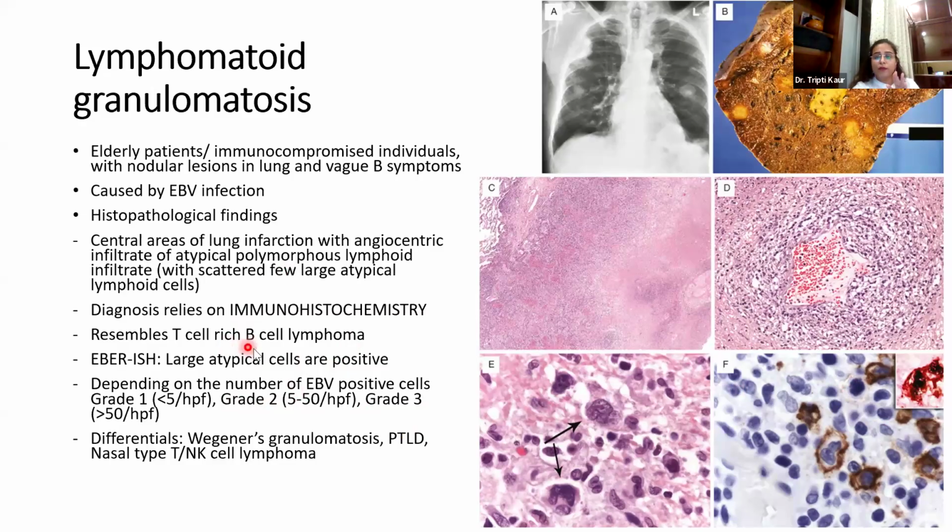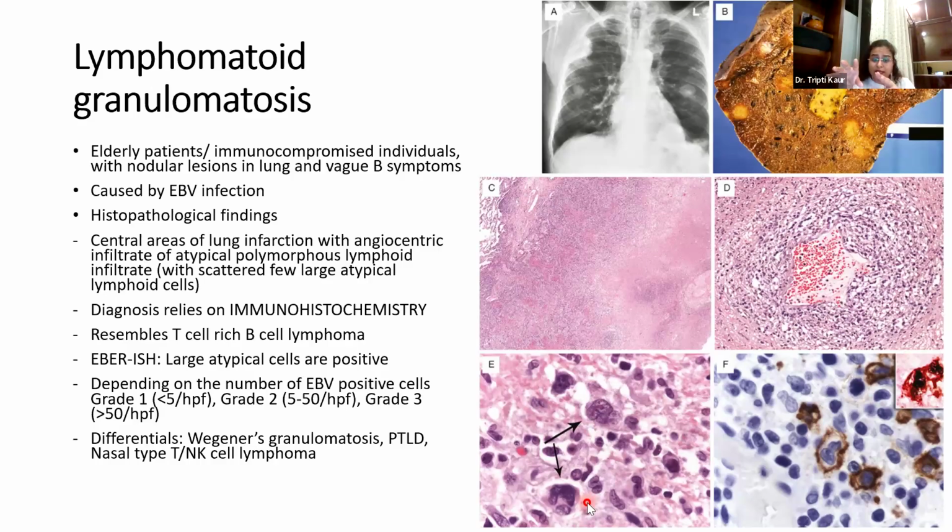The important point to remember here is that IHC will resemble your T cell rich B cell lymphoma. That means all the lymphoid cells in the background will highlight for CD3, and the large atypical cells will highlight for CD20, and EBV will be positive in these large cells. So it's not a very difficult thing to remember that lymphomatoid granulomatosis will follow the IHC pattern of T cell rich B cell lymphoma.